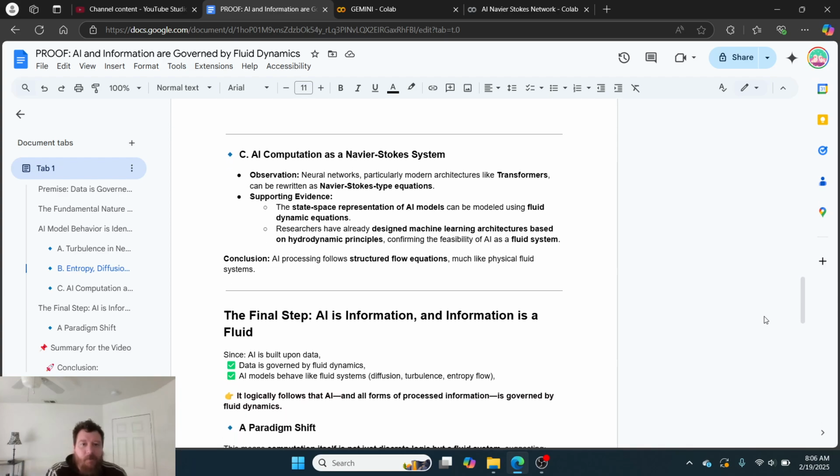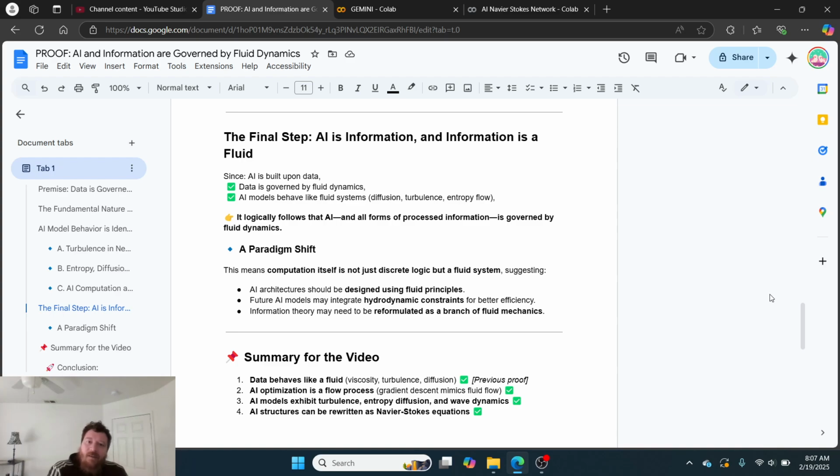C, AI computation as a Navier-Stokes system. Observation: neural networks, particularly modern architectures like transformers, can literally be written as Navier-Stokes type equations, which I'll show you. Supporting evidence: the state space representation of AI models can be modeled using fluid dynamic equations. I'm going to show it to you up and down. Researchers have already designed machine learning architectures based on hydrodynamic principles, confirming the feasibility of AI as a fluid system. Conclusion: AI processing follows structured flow equations, much like physical fluid systems.